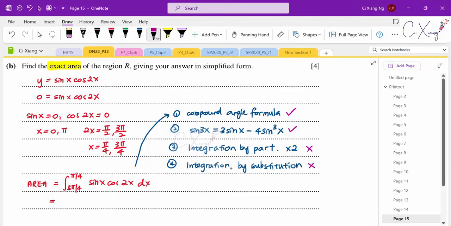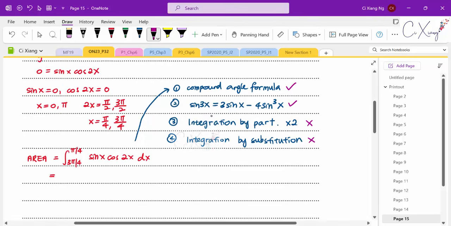But in this video, I'm going to discuss only two of them. Alright, so the first two, to me, I think are shorter and also more straightforward. Okay, so let us start with the compound angle formula first.